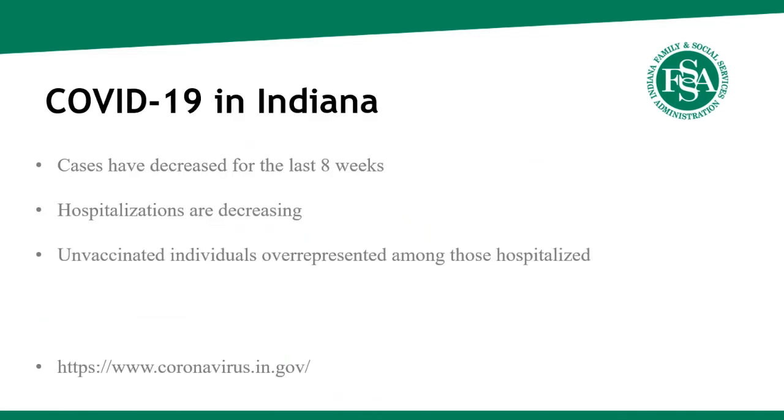So COVID-19 in Indiana, just big picture. I think it's important to know it appears that we have seen the worst of what we have called the Delta wave, this new variant of the virus. The cases have actually decreased for the last 8 to 9 weeks or so. That means that our hospitalizations are also decreasing across the state. What I will show in the next slide is that unvaccinated individuals have been way overrepresented among those hospitalized during this wave. So that was the difference, now that we have the vaccine, versus previous waves in this pandemic.